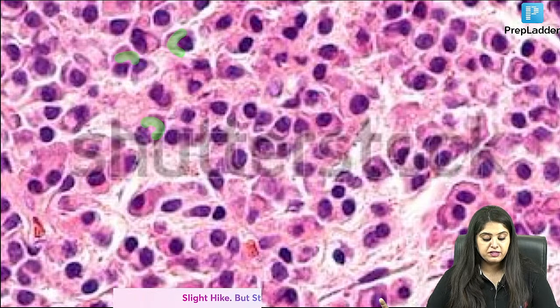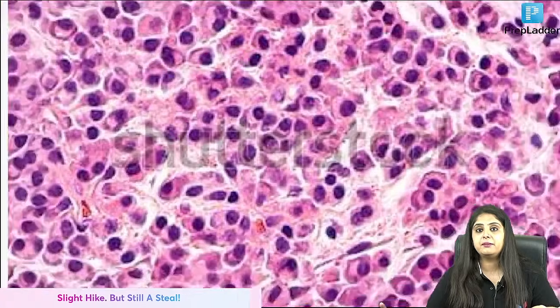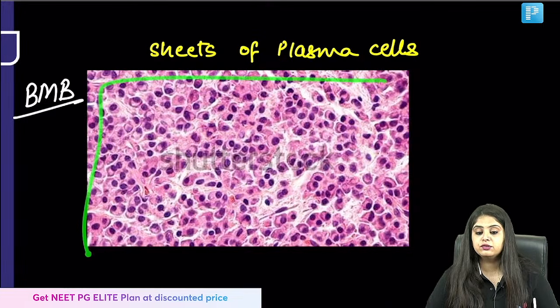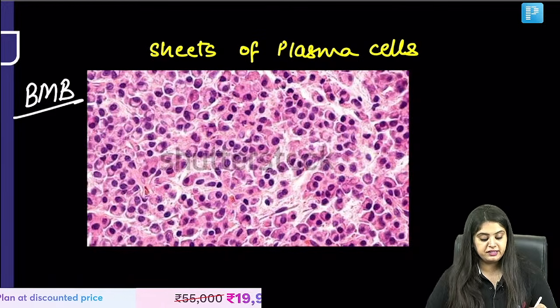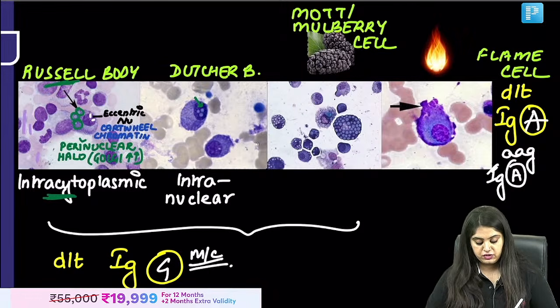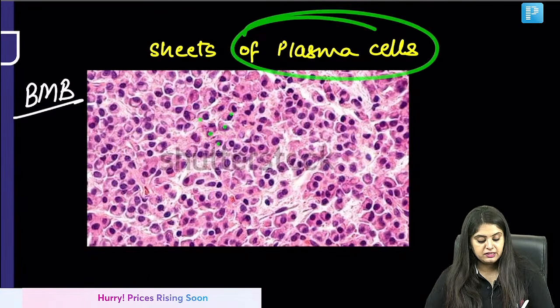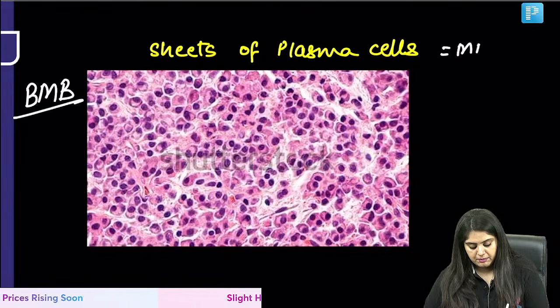The same photo will come, and once you see it you will be able to pick it up in the exam. Let me zoom out. If it comes in this zoomed-out view, get used to it: there will be a photo of plasma cells which won't look like this Russell body, it will look like this bone marrow biopsy, and the nuclei will be at the periphery.